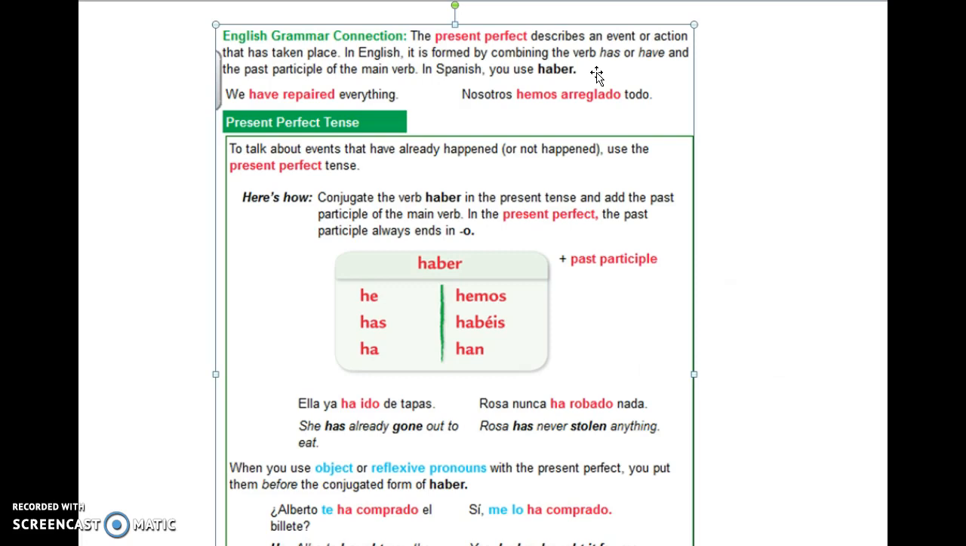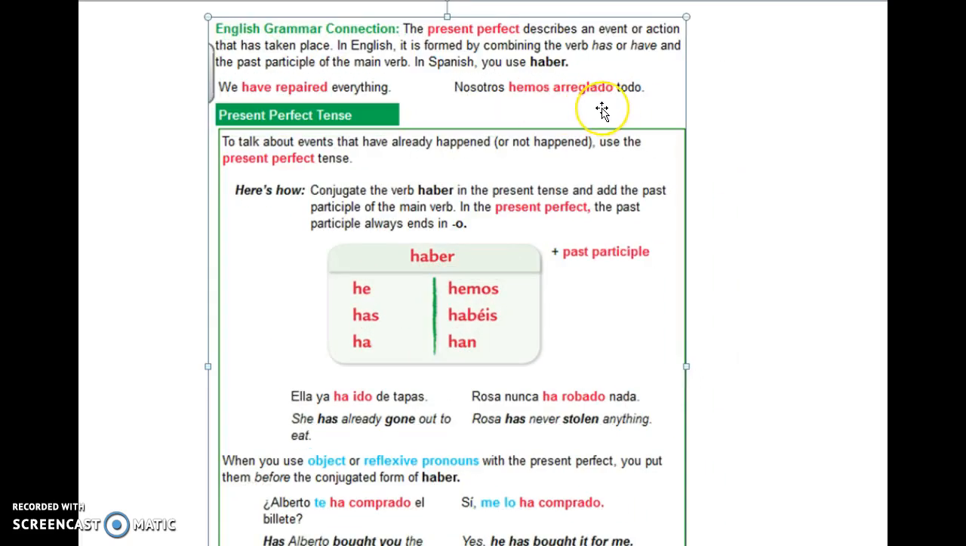So the English example here, we have repaired everything, in Spanish would be hemos arreglado todo. We've taken hemos from the present tense of the verb haber, our helper verb, and our main verb to repair, arreglar, is used in the past participle. Arreglado. Hemos arreglado todo. I'm sorry, I said present participle, that's the past participle. Hemos arreglado todo. So let's look a little bit more in depth at how these examples work out.